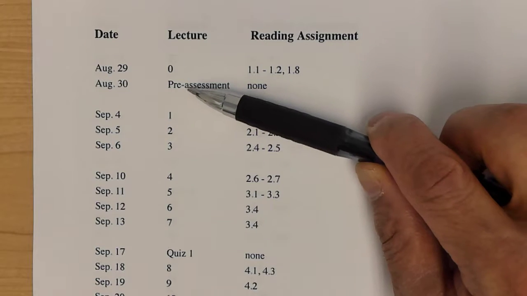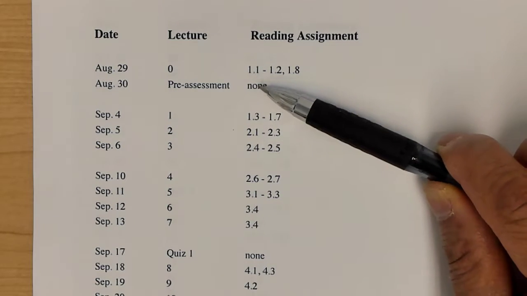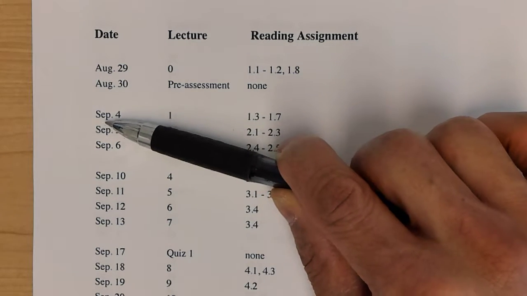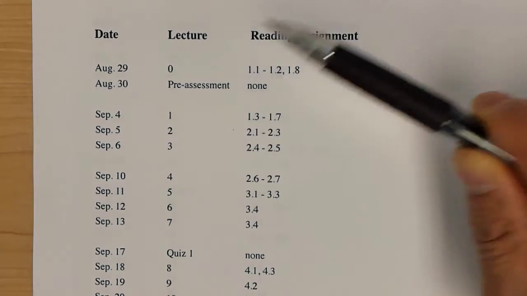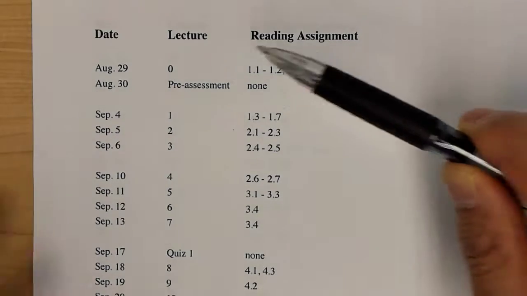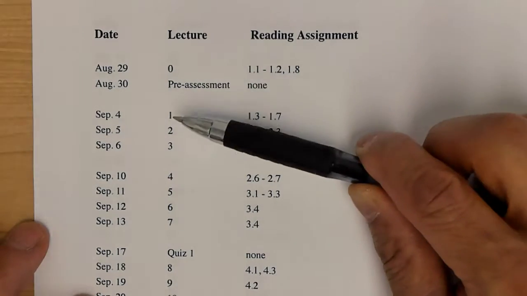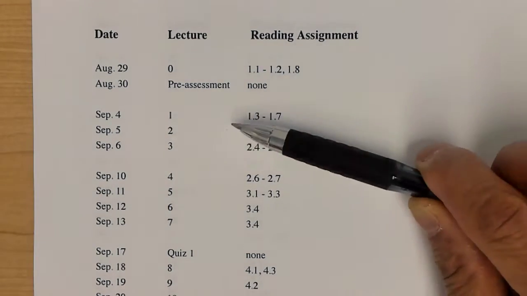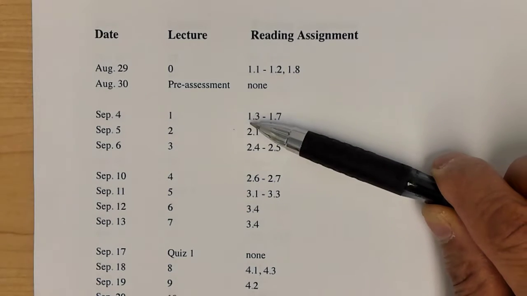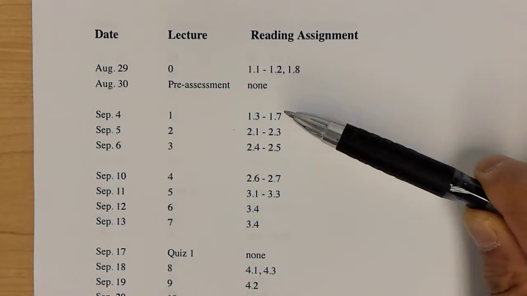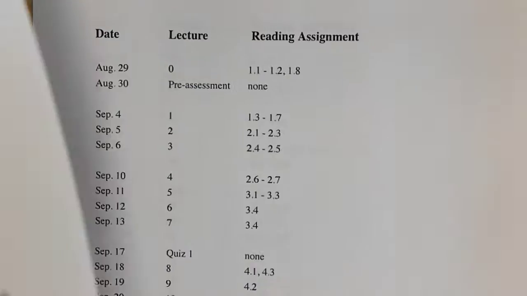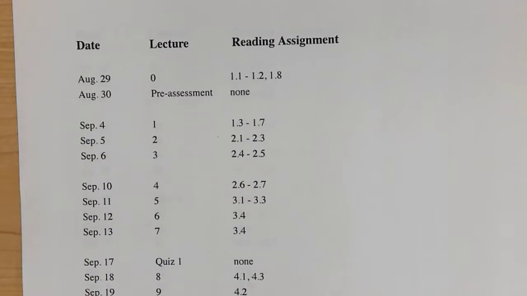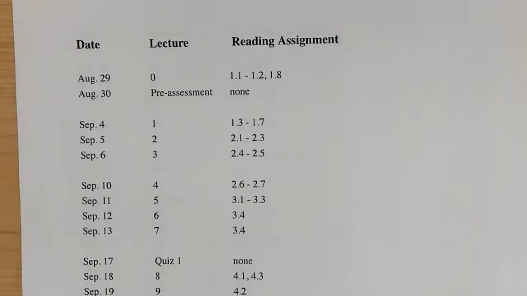And then on Thursday we have a pre-assessment, so there's no reading assignment. And then on Tuesday, so there's no Labor Day lecture, we'll have sort of the first lecture. Well, the first lecture started at 0, so that's maybe a little confusing. We'll have lecture number 1, and that will cover 1.3 to 1.7. And remember, there is a pre-class homework on this material. That's due at a minute before noon on that day, Tuesday.